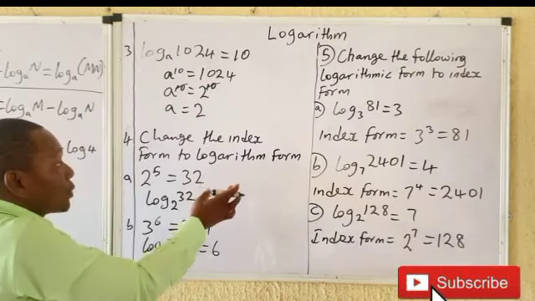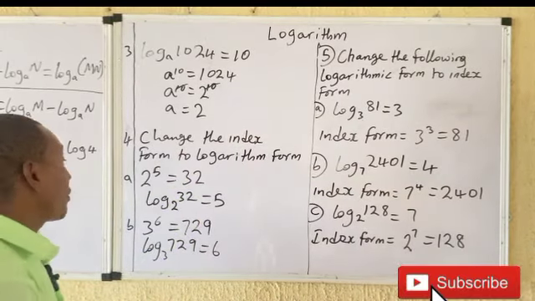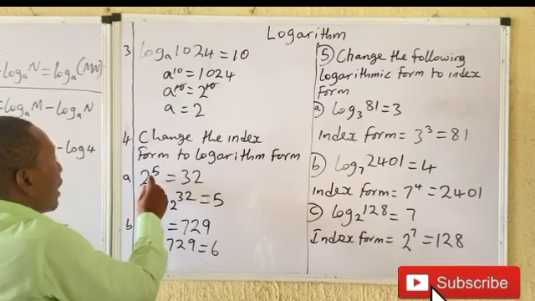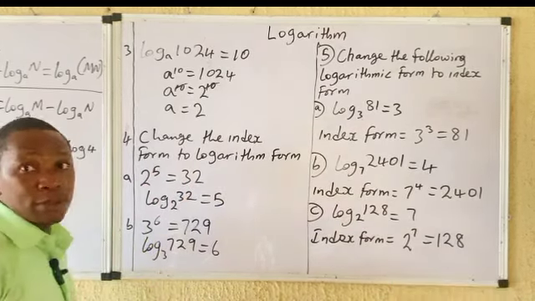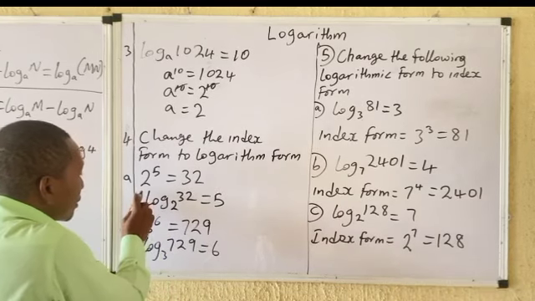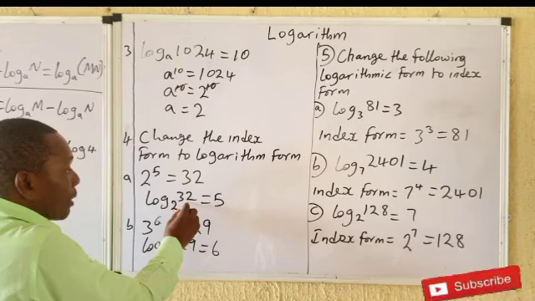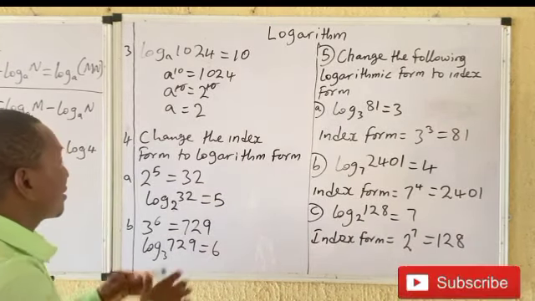Let's now learn how to change from the index form to the logarithm form. I'll also show how to change from the logarithm form to the index form. Now, the index form, 2 raised to power 5, or 2 index 5 is equals to what? 32. Let's change it to the logarithmic form. We now have log base, this will be the base 2, to this number, equals to what? Index 5. All right, this is the simple answer.